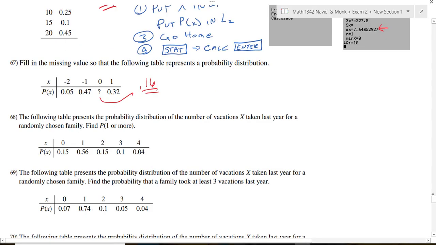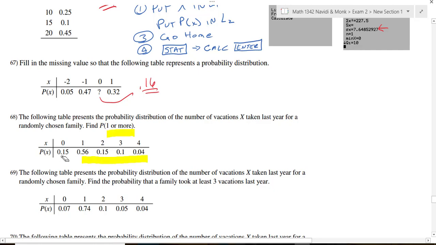Number 68. The following table presents a probability distribution for the number of vacations X taken last year for a randomly chosen family. Find the probability of 1 or more. 1 or more is all of these.